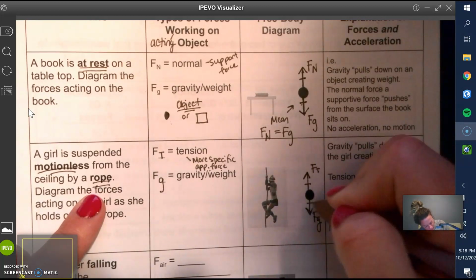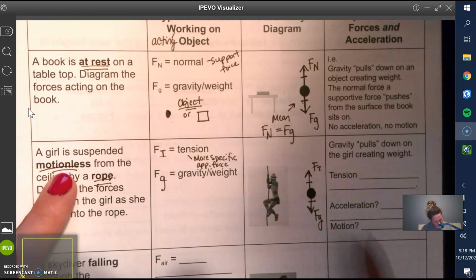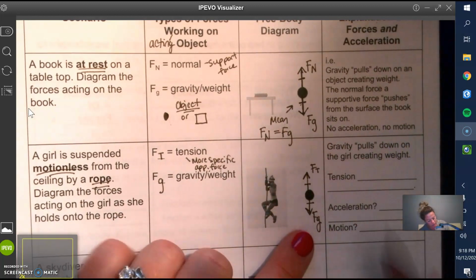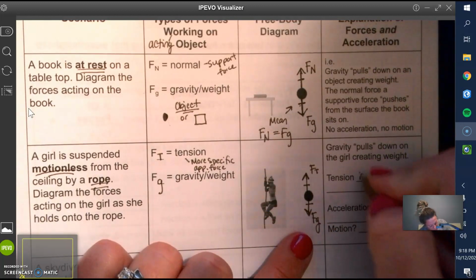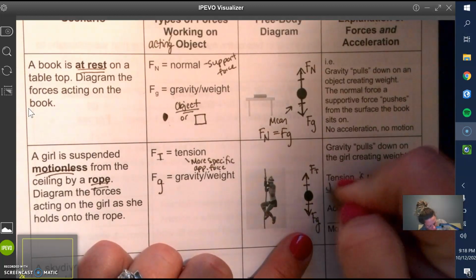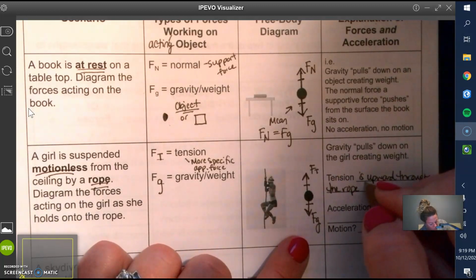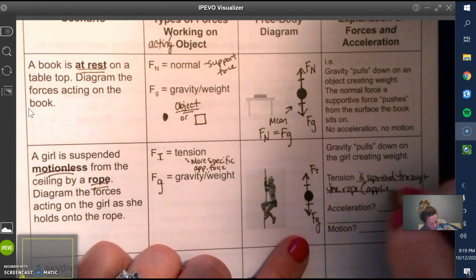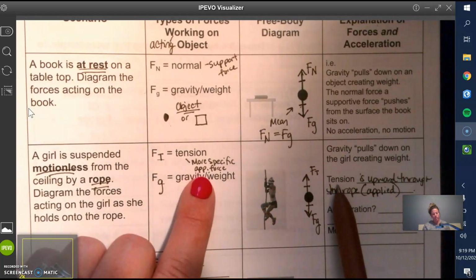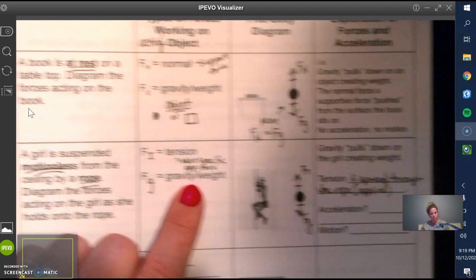Now these two things are equal, and they're equal because she is motionless, or in this case, at rest, right? So gravity pulls down on the girl, creating weight. Tension is upward through the rope, right? And if you want to think of this as your applied force, just in parentheses, you can put applied. We say tension because, once again, tension is more specific than the applied force. It is a type of applied force.